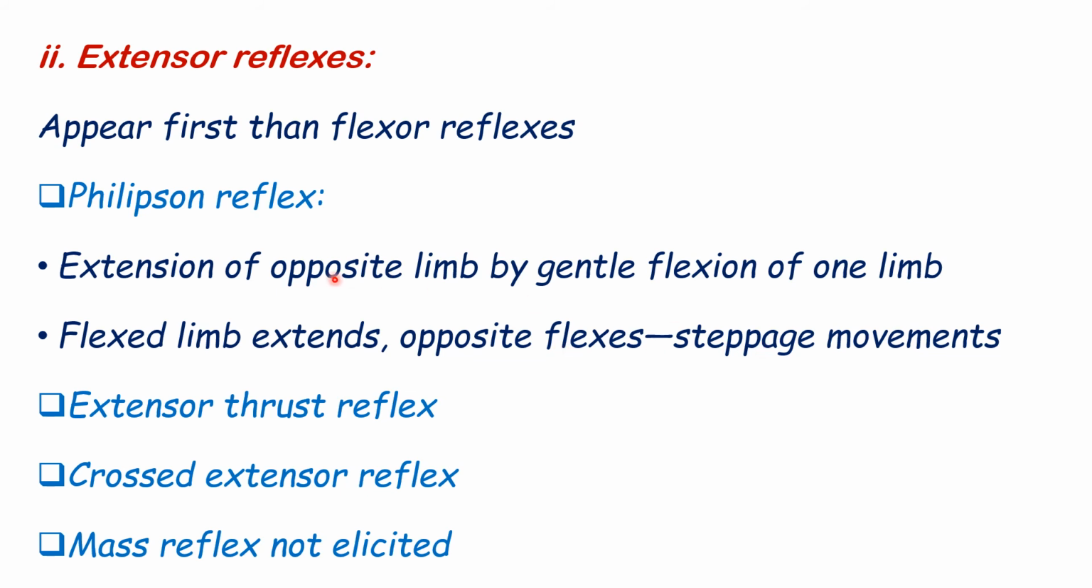Again, when you gently flex one of the limbs, the opposite limb shows extension, and then the previously flexed limb extends and the extended limb shows flexion. Alternate flexion and extension of the muscles and limbs occurs, and steppage-like movements occur.